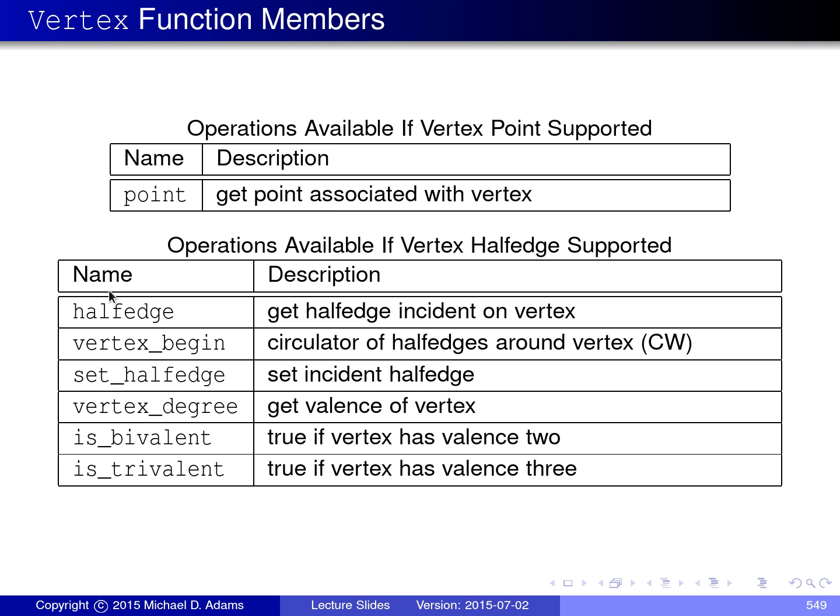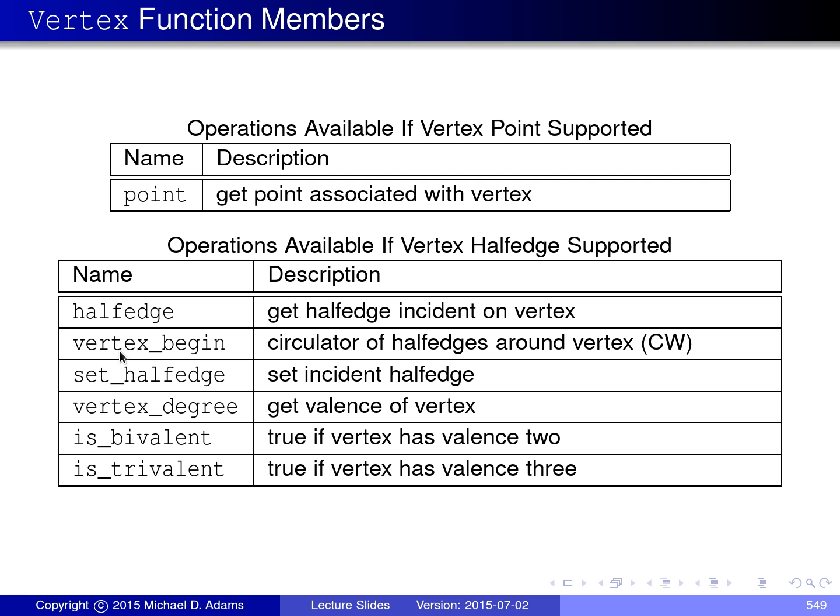The second group of functions listed in the bottom table on the slide is only available if the vertex contains a handle for an incident half-edge, which is another optional item. In this case, we have the following functions. We have a function called half-edge that gets a handle for one of the half-edges incident on the vertex. Vertex begin, which gets a half-edge around vertex circulator. And this circulator can be used to circulate or iterate over half-edges that are incident on the vertex in clockwise order.